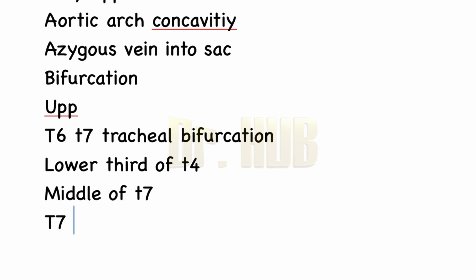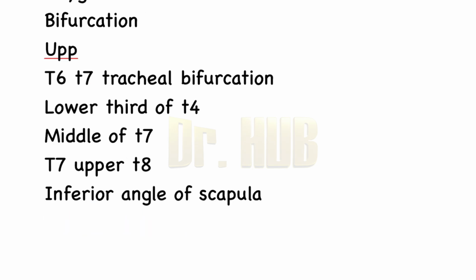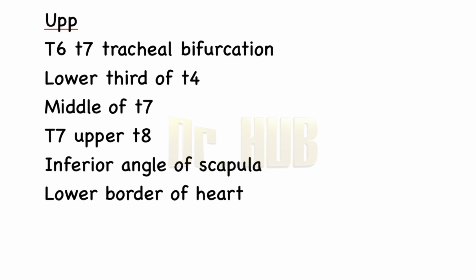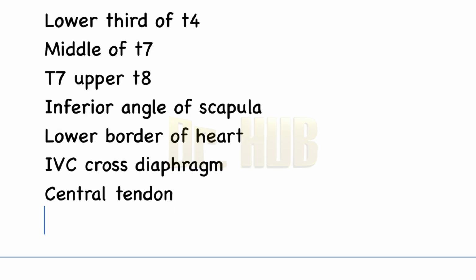Next is the T7, which coincides with the upper part of the T8. So here the inferior angle of the scapula is present. So T7, the inferior angle of the scapula. Next is the lower border of the heart, and also the IVC crosses the diaphragm. Next is the central tendon of the diaphragm.